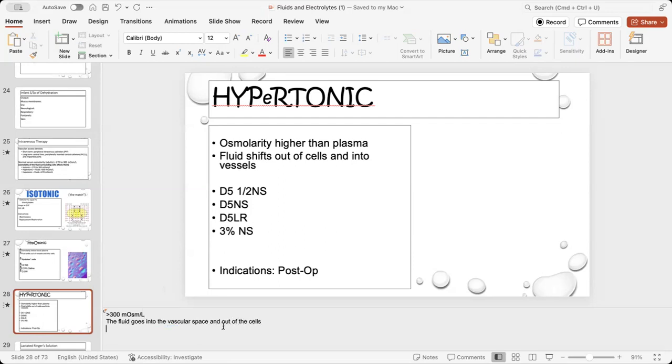So the cells will shrink. Do we think we need to watch for hyperglycemia with these patients? Yes. Especially if there's a history of any diabetes, okay?